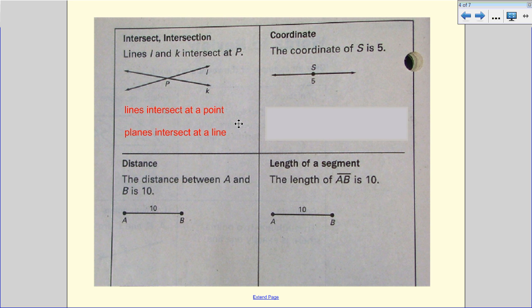Coordinates, the coordinate of S is 5. So they have this point on a line and they name that it's at position 5. We think of a number line in that.